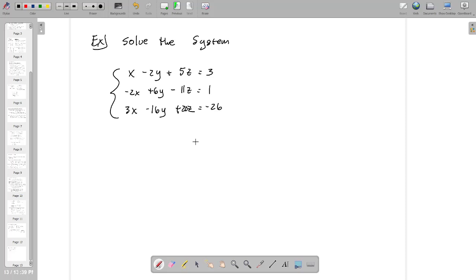Okay, just like normal, first step is to translate it into an augmented matrix. 1, negative 2, 5, 3. So row. Negative 2, 6, negative 11, and 1 is our second row. And our third row is 3, negative 16, positive 20, negative 26.